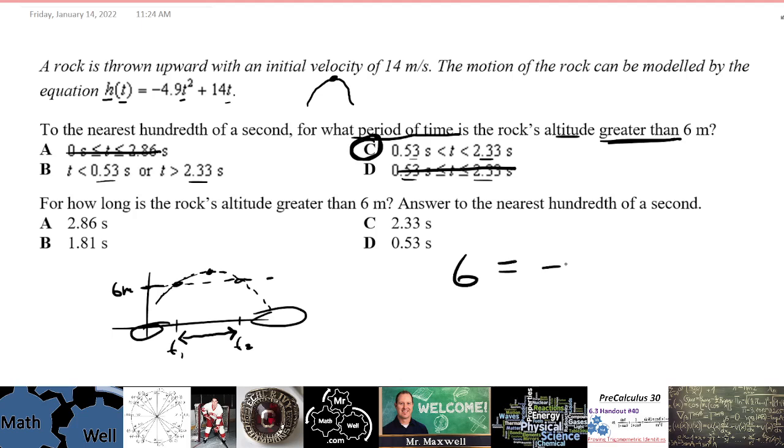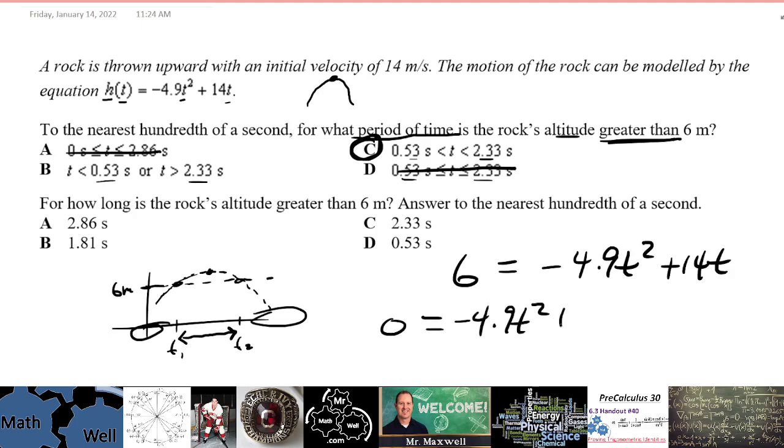6 equals negative 4.9 t squared plus 14t. So you're going to go like this. You're going to use the quadratic formula probably, and you're going to find the answers, the roots, which are going to be these numbers. Okay?